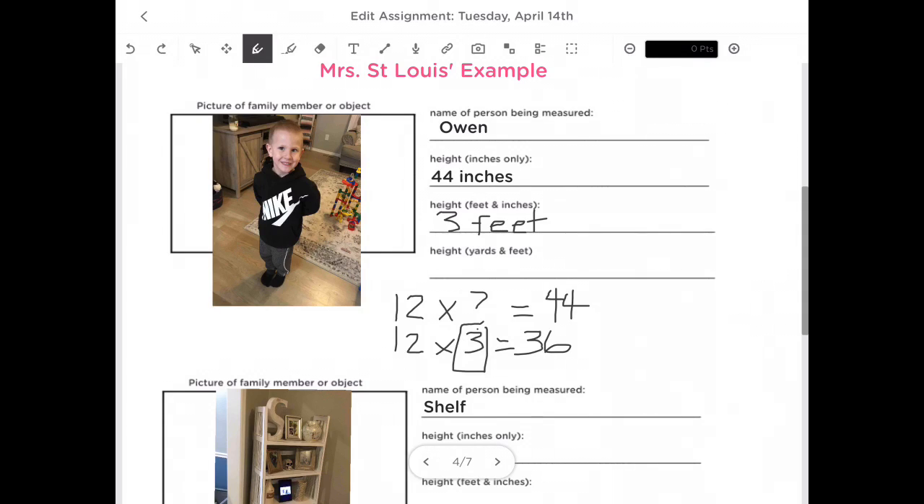Okay, and I'm not all the way to 44. So now I have to take what his actual measurement was minus what I have as my equal when I times it by that certain number. So I'm going to subtract that 36.